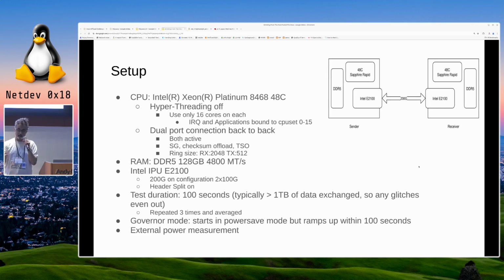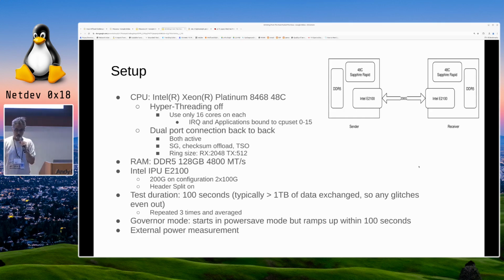The test, so it's 200 gig. It's basically 2 by 100, but we are trying to fill the pipes on both links. Header split was always on. Test duration was 100 seconds, repeated 3 times and averaged. So it sort of hides if there's any jitter, then, at 100 seconds, you're doing fine. You get to the steady state.